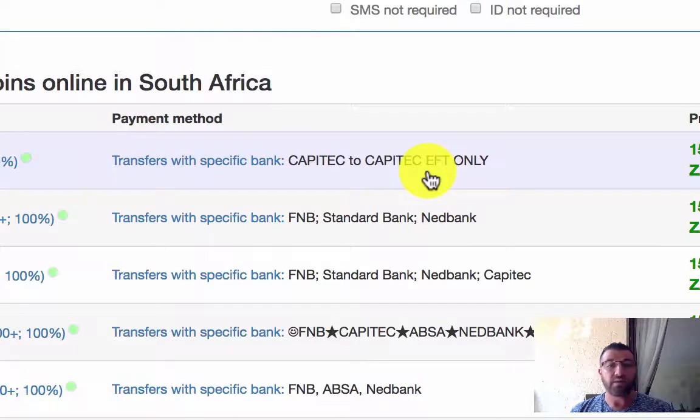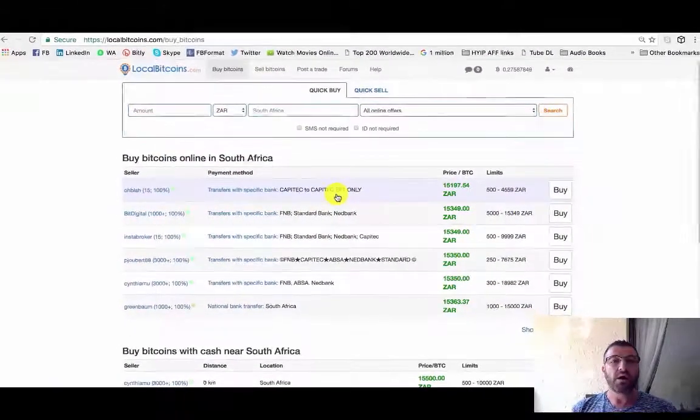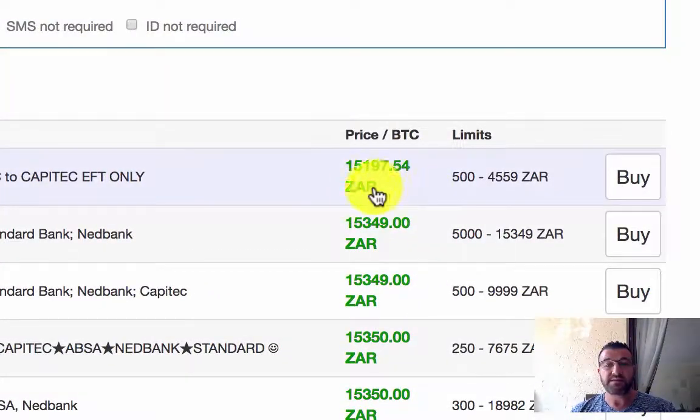So if you don't bank with Capitec, you will have to wait for him to receive your funds, which could take between 2 to 5 working days. Once he's received the funds, he will then release the coins. Nobody's going to release the coins to you with just a proof of payment. Over here, this is the price of his Bitcoin, okay?